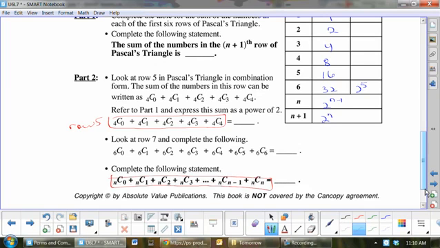What would be the sum of all those exponents? 2 to the 4. So what do you notice? These two should always be the same, but one less than the row number.